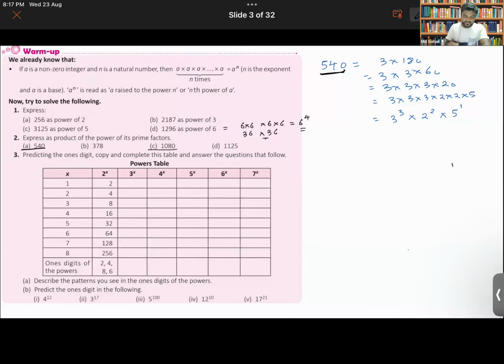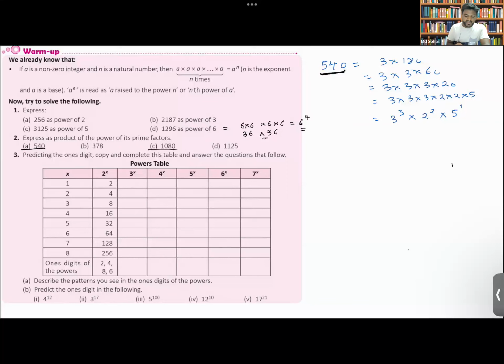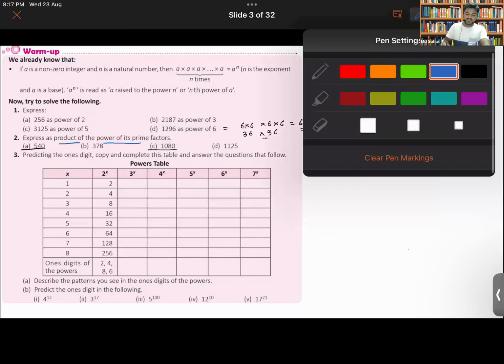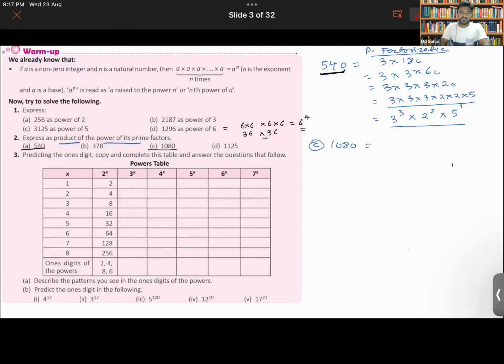Solve question number C. Express the number as the product of the powers of its prime factors. So the prime factorization has been done now. We have done prime factorization here, so you represent it as the multiplication of powers of the prime factors. Getting it? That is simple here. Okay, solve question number C: 1080. Find its prime factors and represent it in terms of multiplication of powers of prime factors.